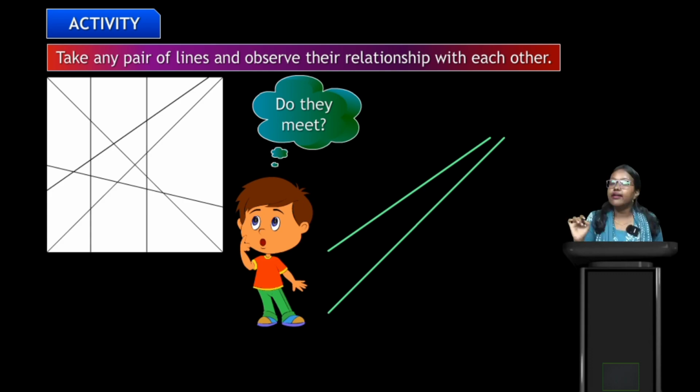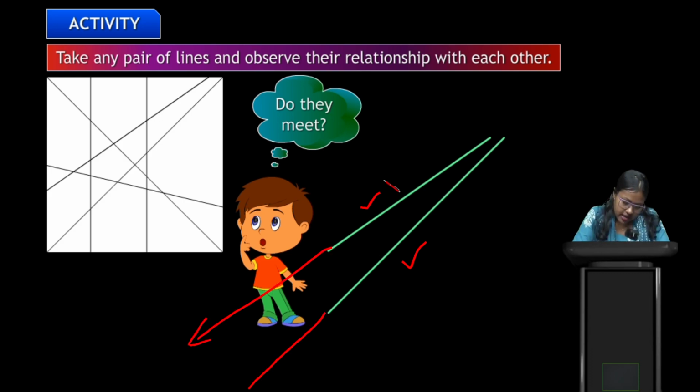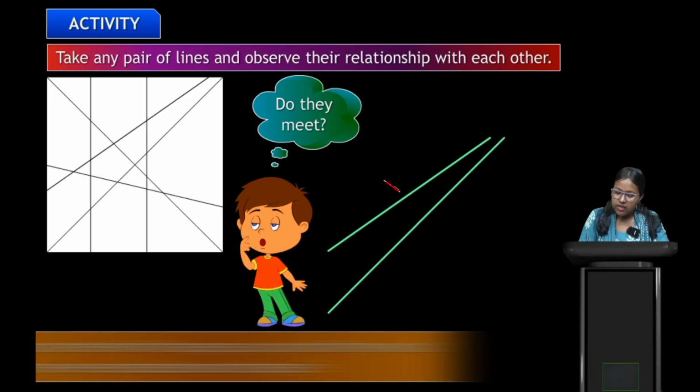Where will they meet? As these are straight lines, what do we know? The difference between a line and a line segment. I hope all of you remember. A line segment is a part of a line, and a line we can extend endlessly in both sides. As we are comparing these two lines with straight lines, that means they are never ending. We can extend the lines in both directions endlessly.